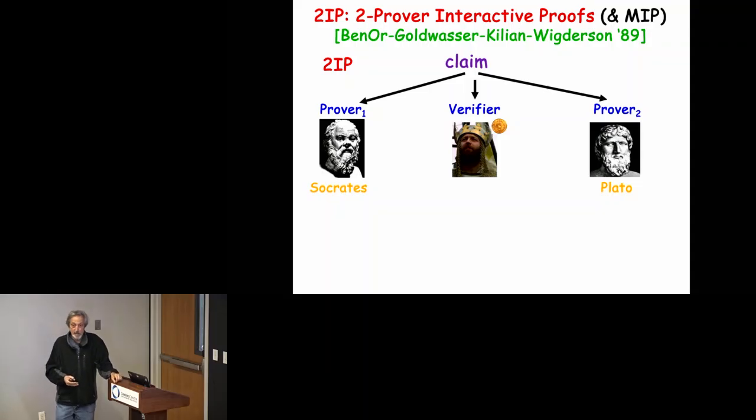These are proof systems in which there's not one prover, but two. Or in fact, you allow 3 or 4, or many. But let's exemplify it with 2. So how does this work, this proof system?